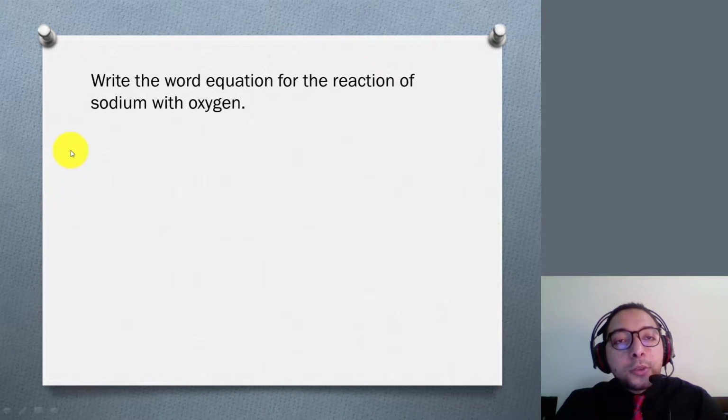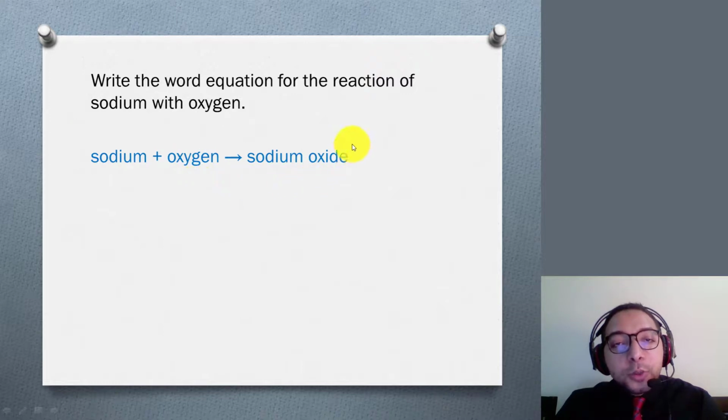Good. Next question: write the word equation for the reaction of sodium and oxygen. When sodium reacts with oxygen, it's going to make sodium oxide, and remember, this is what we call an oxidation reaction. In an oxidation reaction, a substance is going to react with oxygen in order to produce an oxide.